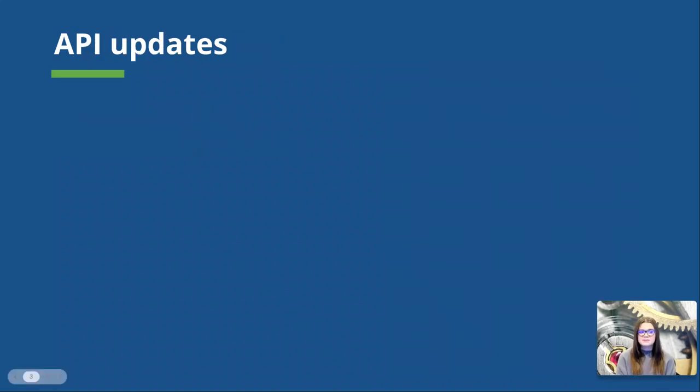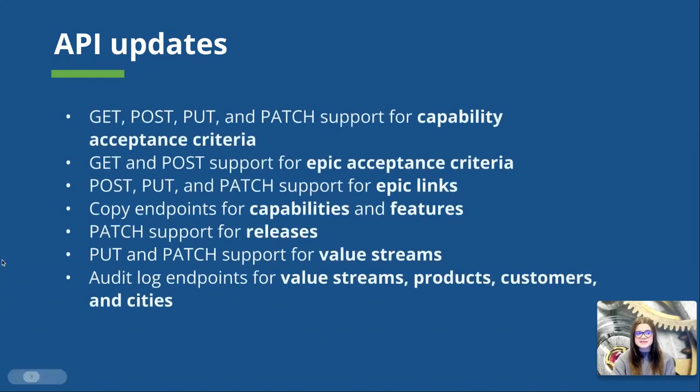Atlassian is continuing their updates to ensure consistency across the API 2.0 in this release. Specifically, this release includes the methods listed on the screen here for objects including acceptance criteria, epic links, releases, value streams, and more. Let's go ahead and jump into Jira Align and take a look at the rest of the changes.